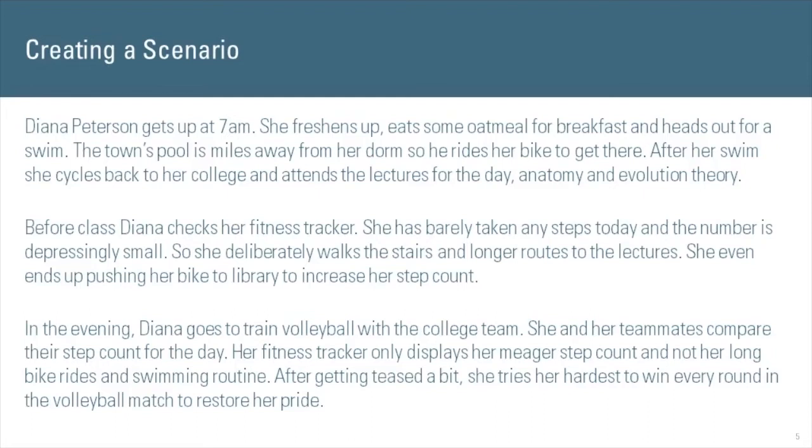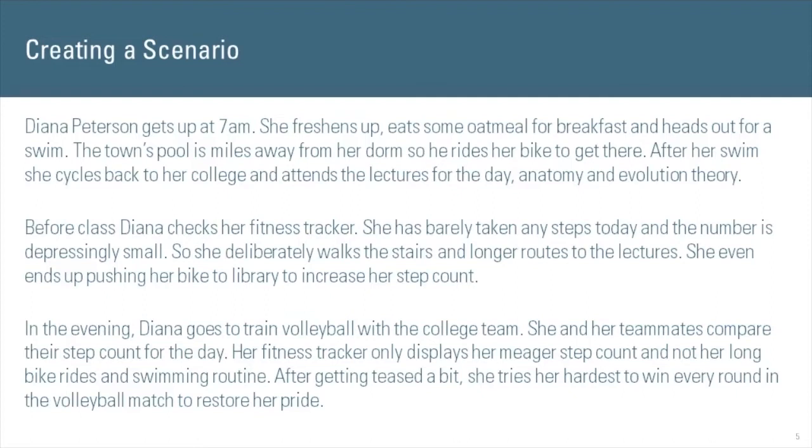Diana Peterson gets up at 7 a.m. She freshens up, eats some oatmeal for breakfast, and heads out for a swim. The town's pool is miles away from her dorm, so she rides her bike to get there. After a swim, she cycles back to her college and attends the lecture for the day, Anatomy and Evolution Theory.